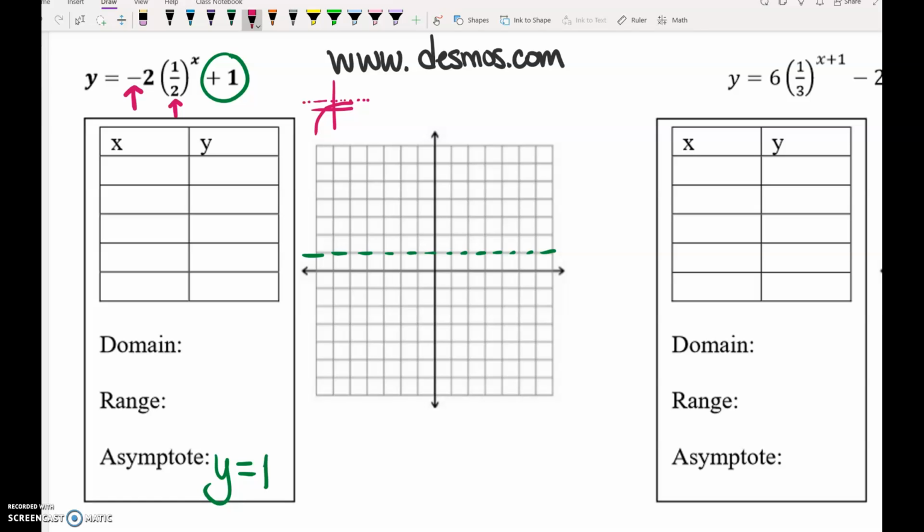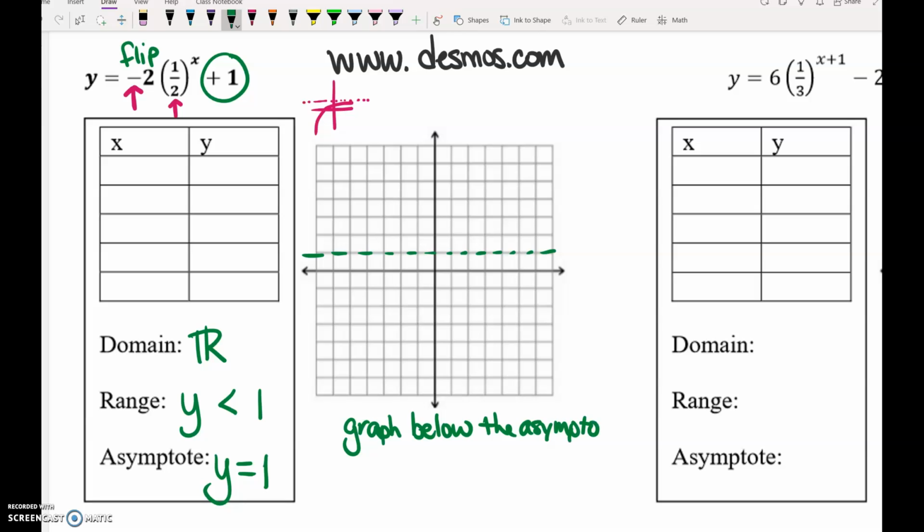So just from looking at that equation, I know that the asymptote is 1. I know that my domain is all real numbers because my domain is always all real numbers. And that -2 tells me that there's a flip. So the range is going to flip and be y is less than 1. The graph is going to be below the asymptote. So the range is y is less than whatever that asymptote value is.